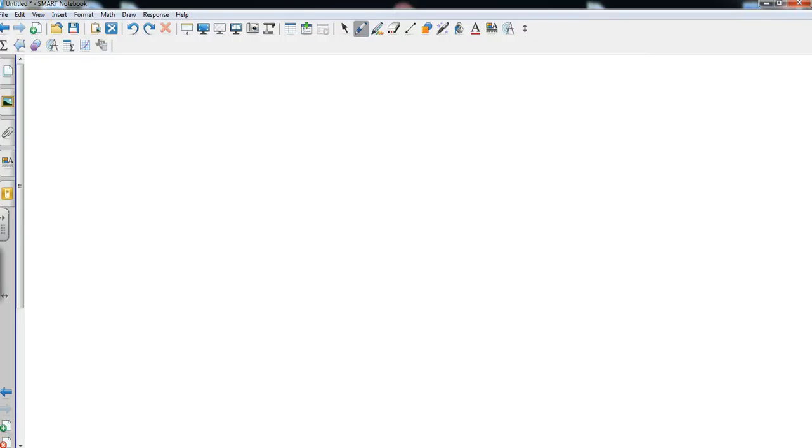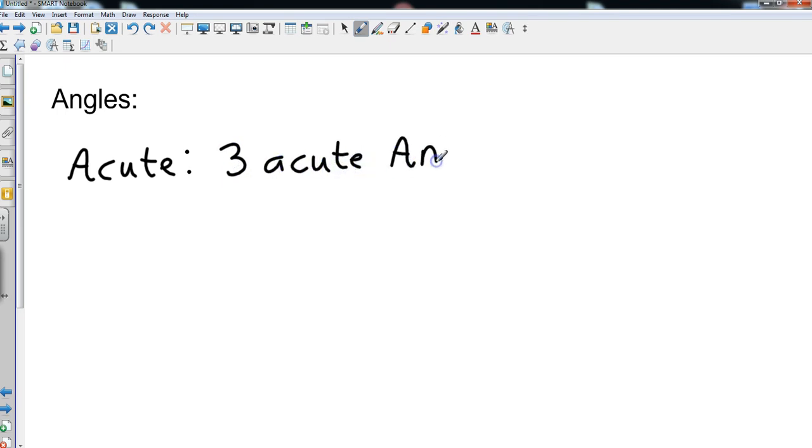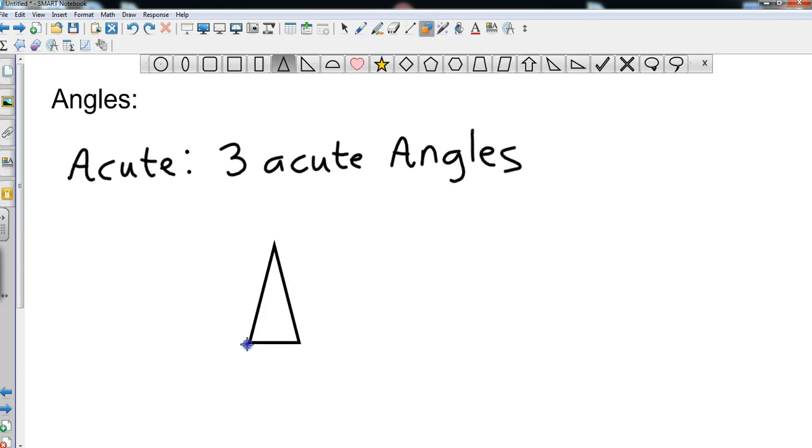So now let's look at classifying these triangles by their angles. Our first, we're going to start with the smallest, and that's the acute. The acute triangle has three acute angles. And so I could use that triangle right there. All three of those angles would be less than 90 degrees, so that makes it an acute triangle.